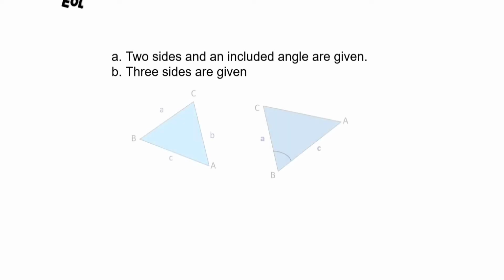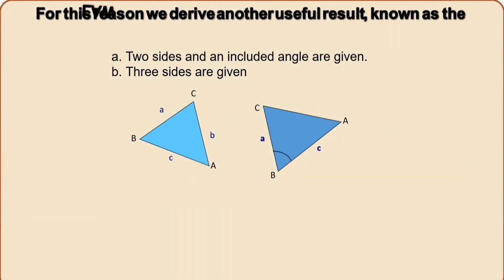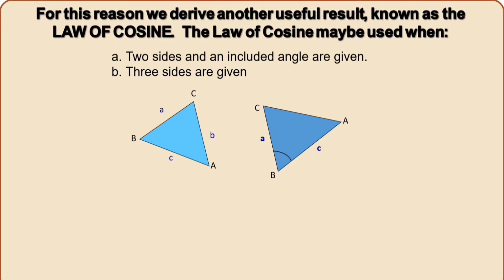For this reason, we derive another useful result, known as the law of cosine. The law of cosine may be used when A. Two sides and an included angle are given. B. Three sides are given. Now we have here the following figures.